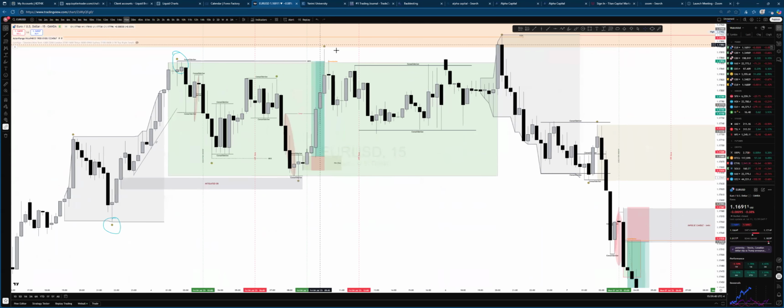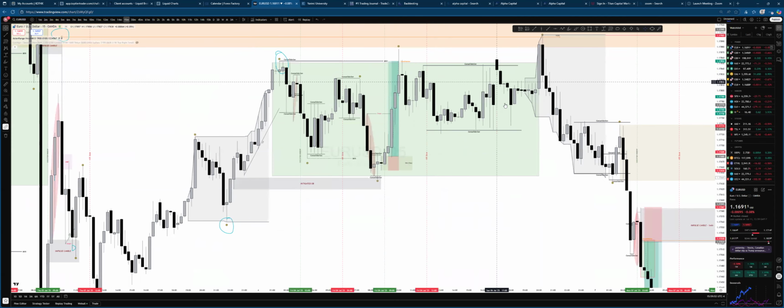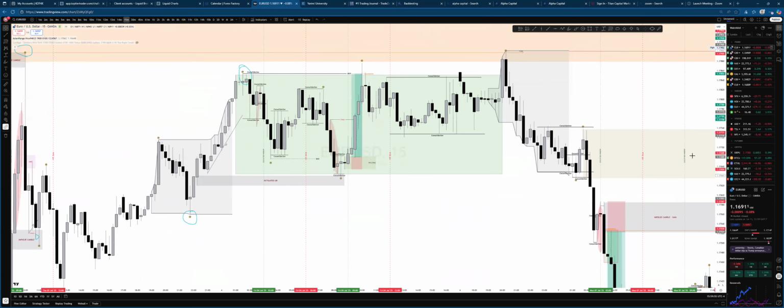Okay. And as you can see, after it did that, what did price do? Like we all know this week was very choppy. That's why you see a lot of consolidations being marked.